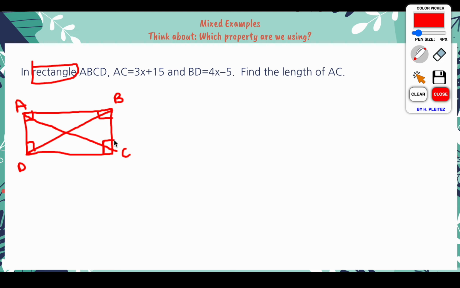What else do we know about a rectangle? We know two things. We know all angles are 90, which we labeled, and we know that the diagonals are congruent. So I can go ahead and label each smaller piece as being congruent as well.